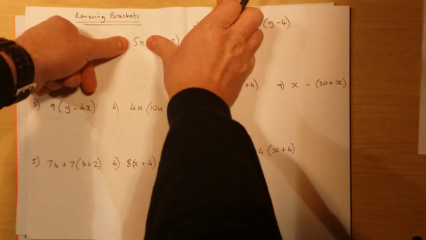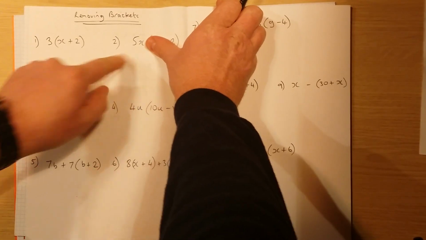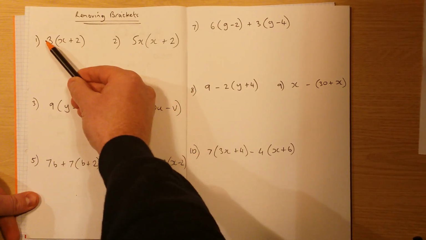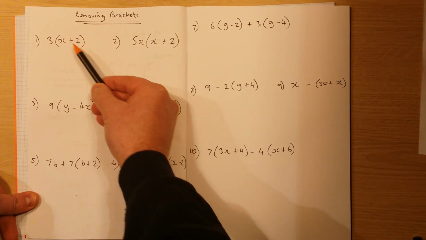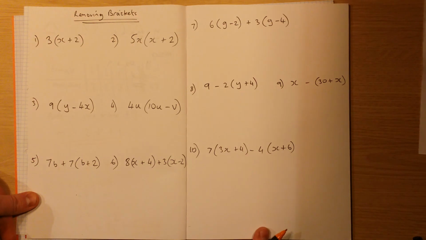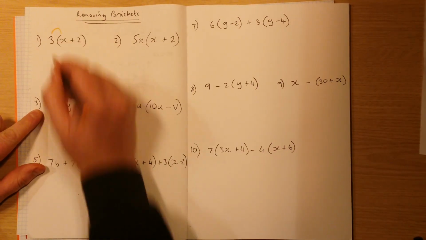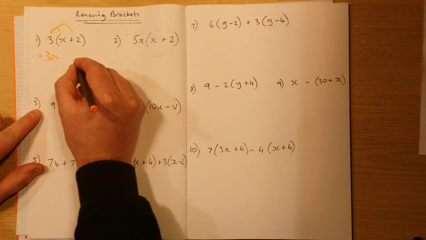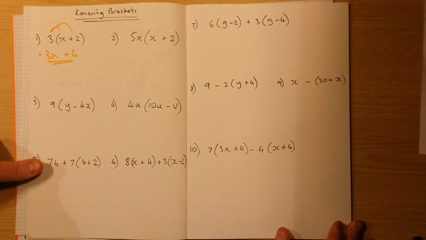If, for example, I just show you 5x, the coefficient of x would be 5. For the bracket here, the coefficient of this bracket would be 3. And what I'm doing is multiplying out the bracket, the contents of the bracket, with the coefficient of the bracket. And this is how it would look. So first of all, I would do 3 times x, and that would give me 3x. Then I would do 3 times 2, and that would give me 6. And that's me finished. That's me completed.